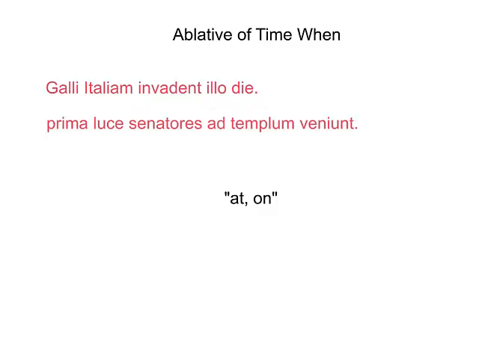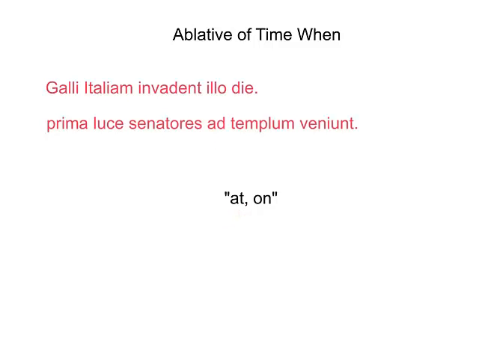Or you could say something like Prima luce senatores ad templum veniunt. The senators came to the temple, or come to the temple, at first light. We would say in English, dawn. So with this, you're probably going to translate it at or on, something like that.